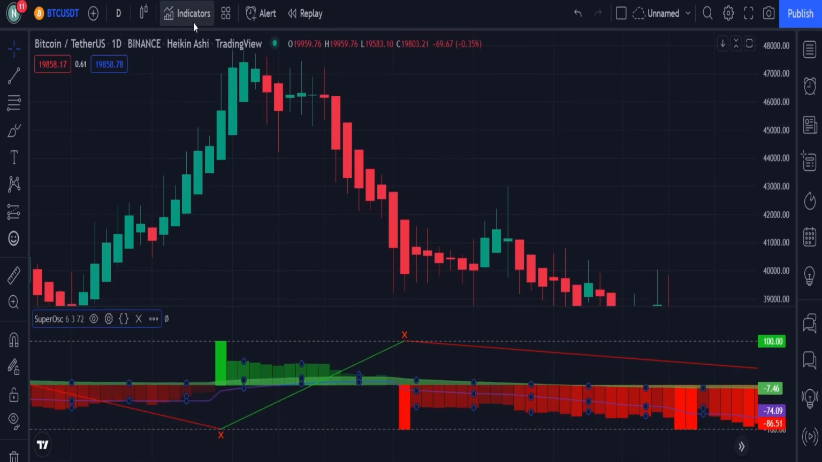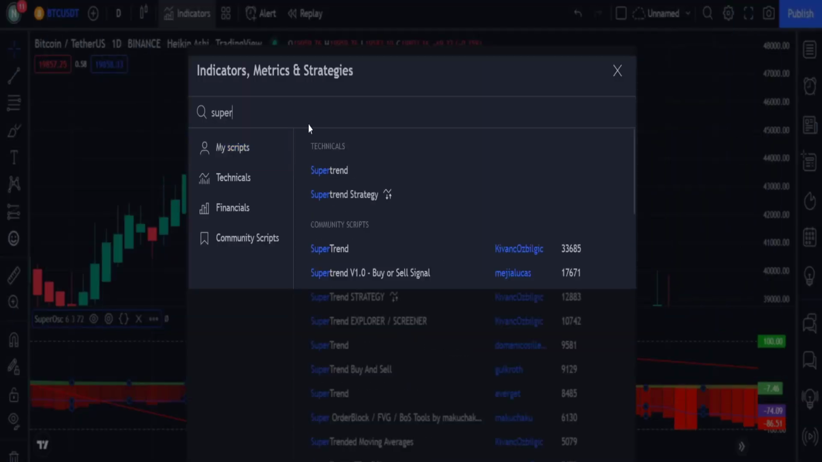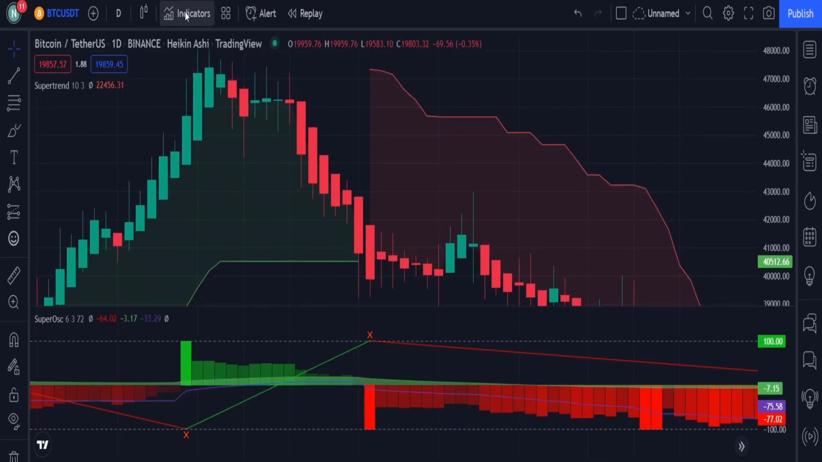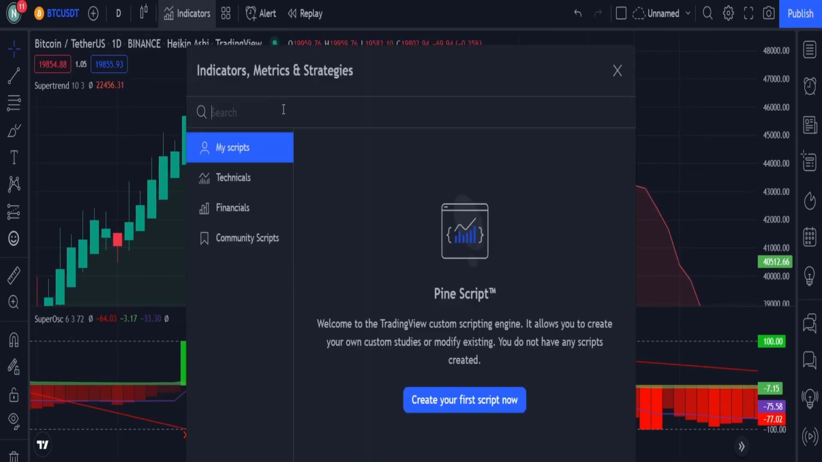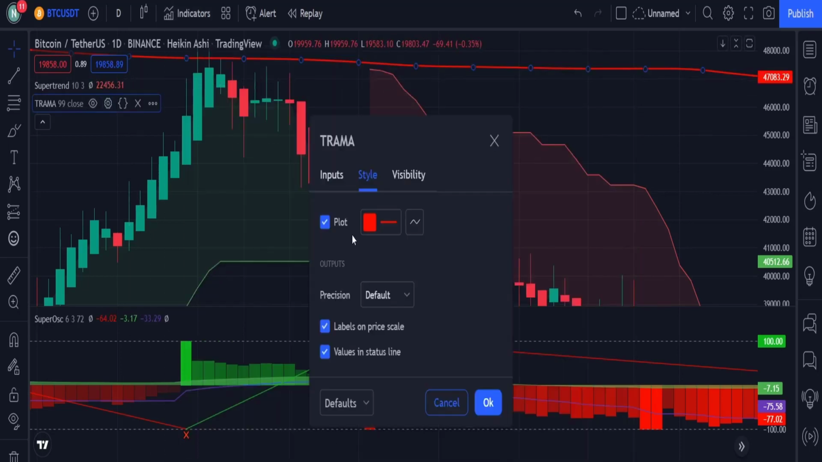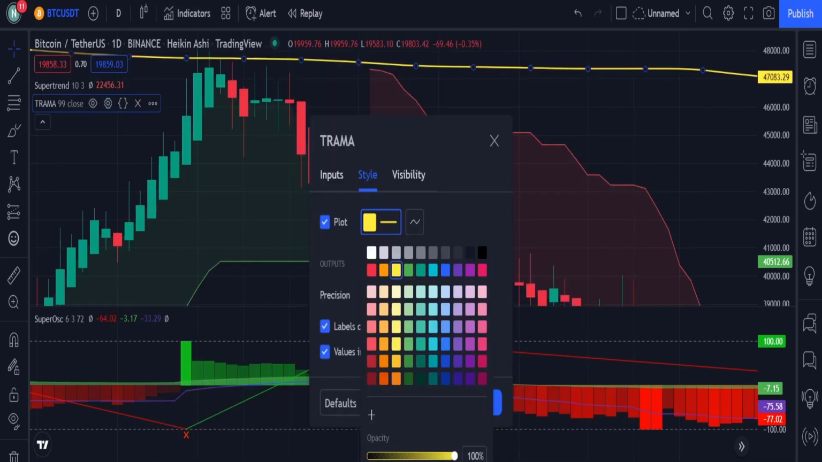So the next indicator we're going to add is the SuperTrend right here. We're not going to change any settings in the SuperTrend, we're going to keep it as it is. Then the last indicator we're going to add is the TRAMA, which is Trend Regularity Adaptive Moving Average by Lux Algo. We're going to change the color for this indicator, so in settings we'll turn that into a bright yellow. All of these indicators that I'm showing you guys are absolutely free to use on TradingView.